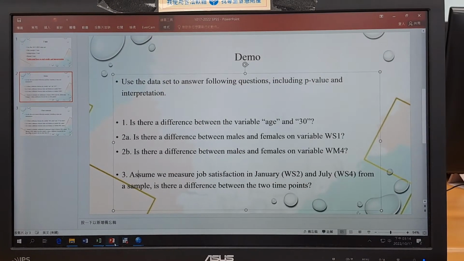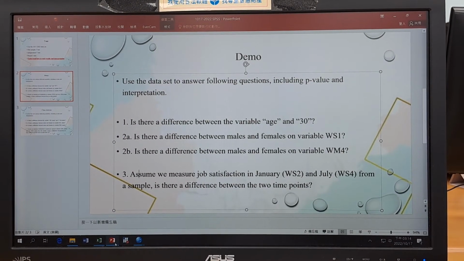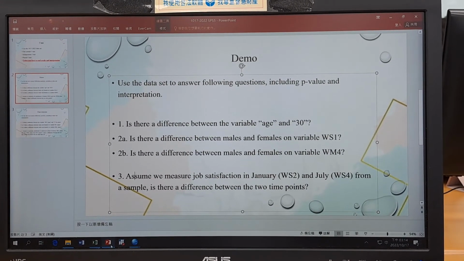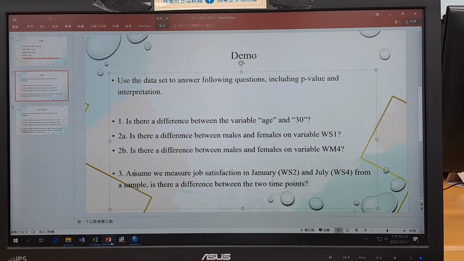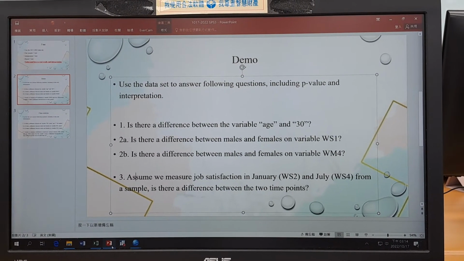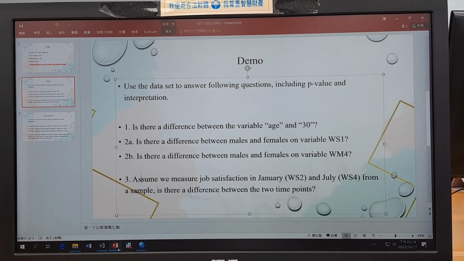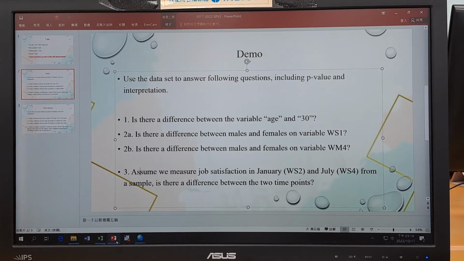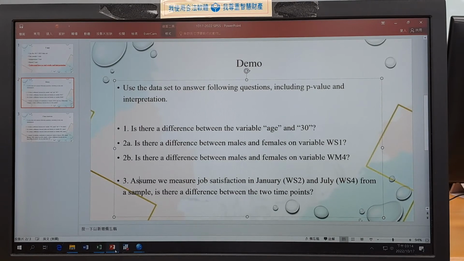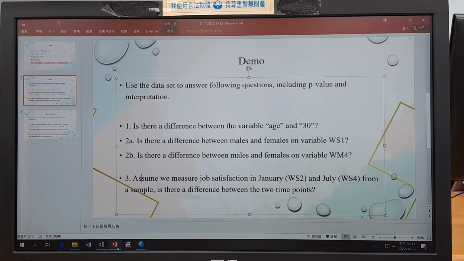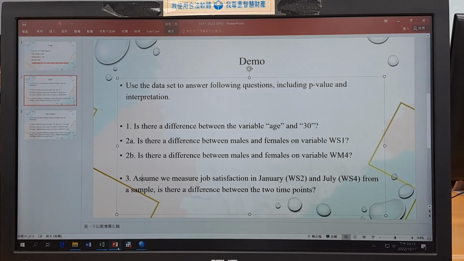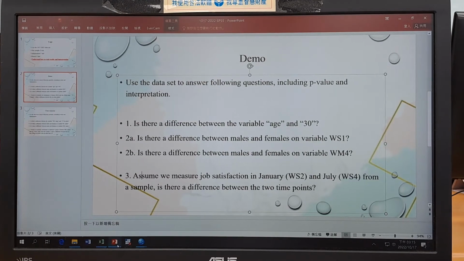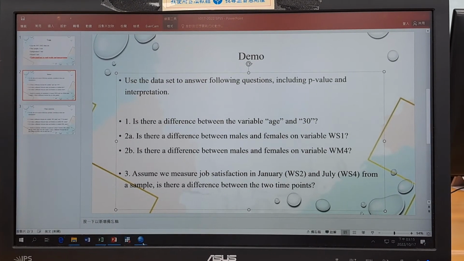Let's look at this one. The null hypothesis is there is no difference. Difference between what? Between mean scores in January and July on what? On job satisfaction. We need to tell other people the variable. The variable we try to measure, we try to assess, is job satisfaction, and the time points are January versus July. So that is our null hypothesis. So WS2 and WS4.